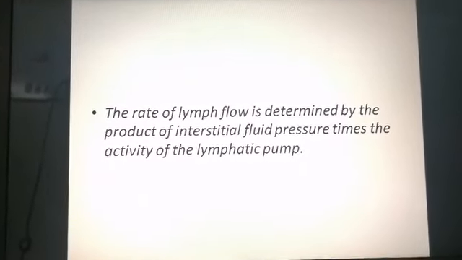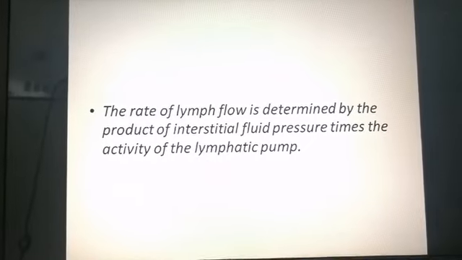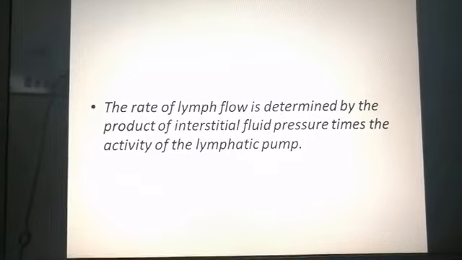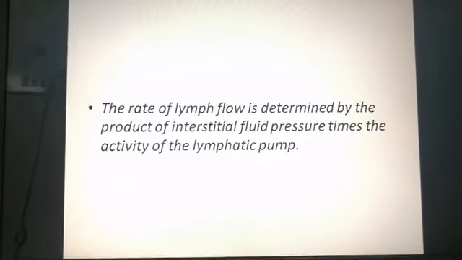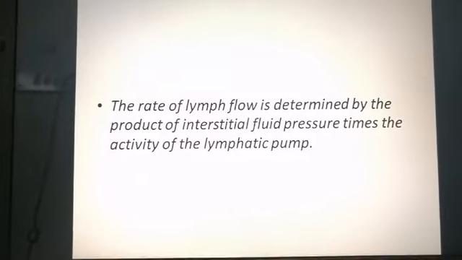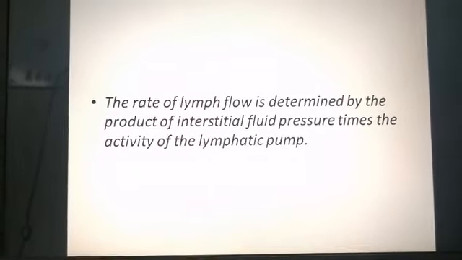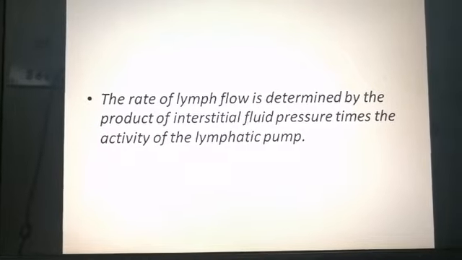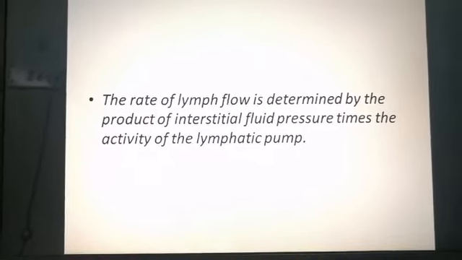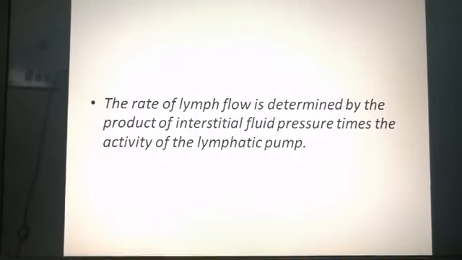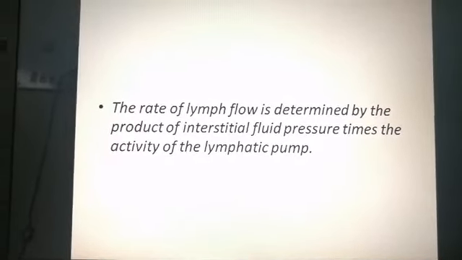The rate of lymph flow is determined by the product of interstitial fluid pressure times the activity of the lymphatic pump. So you have studied there are 4 factors which affect the interstitial fluid pressure, and you have also studied how the activity of the lymphatic pump is controlled. So these are the 2 factors on which the rate of lymph flow is dependent.